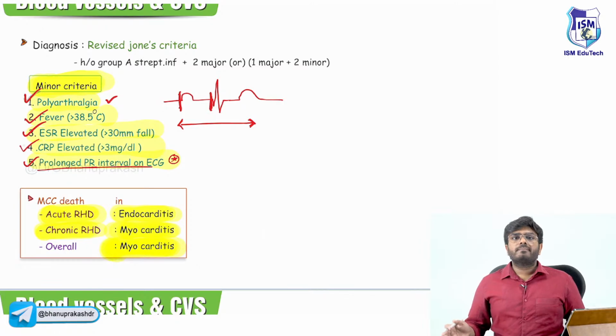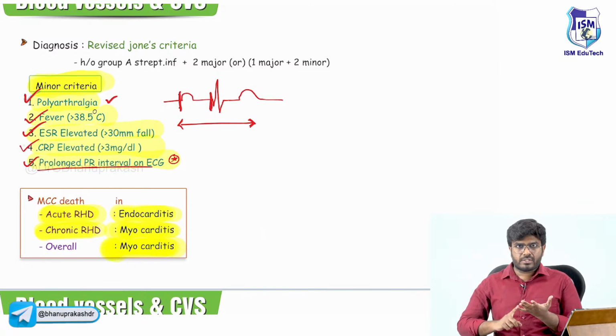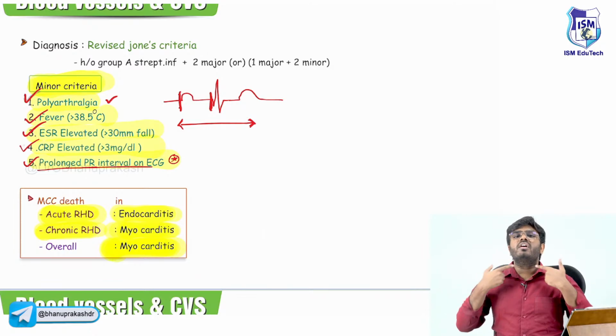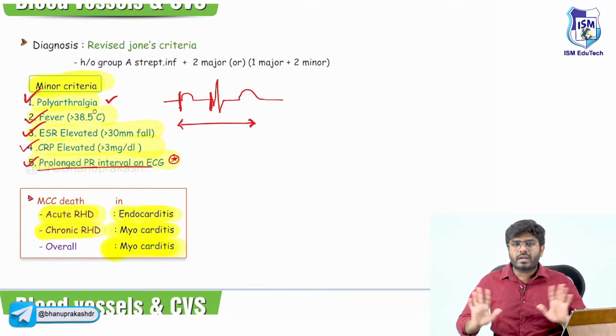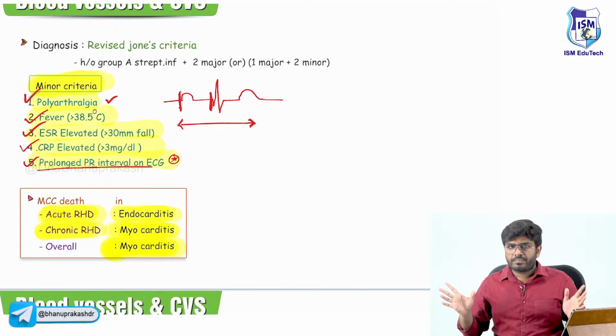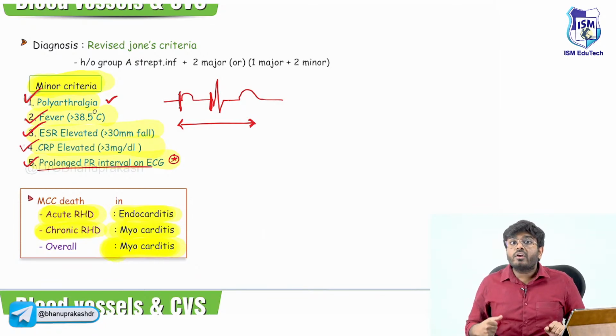Okay. Now what are we more worried about as a doctor? Say a child came to you for the first time. Now he is fulfilling the revised Jones criteria. He has a history of streptococcal pharyngitis and 2 major criteria are there. So now you can say this boy is having rheumatic fever, and if heart involvement is there, rheumatic heart disease. Now what are you more worried about?